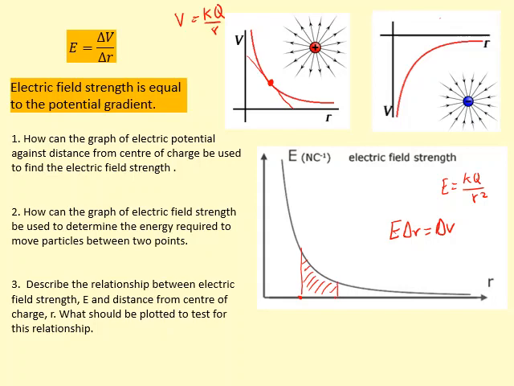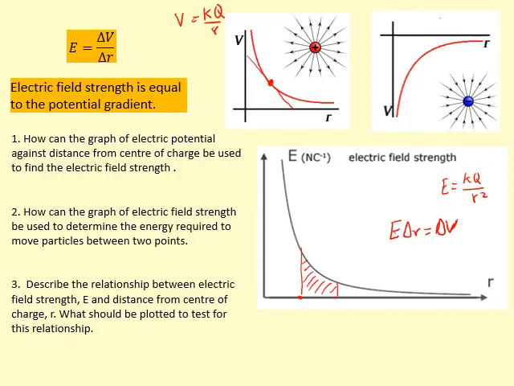Now if I want to go from the potential difference to the electric potential energy, I'd have to multiply this area by the charge that I'm moving to get the energy required to move between those two points. Now how do I test if this graph actually follows the inverse square law?